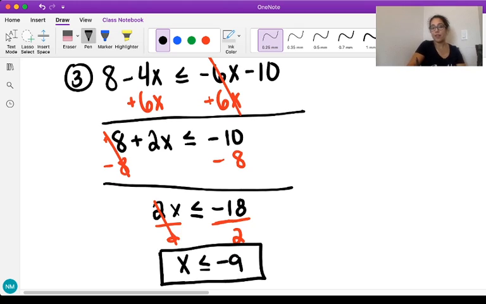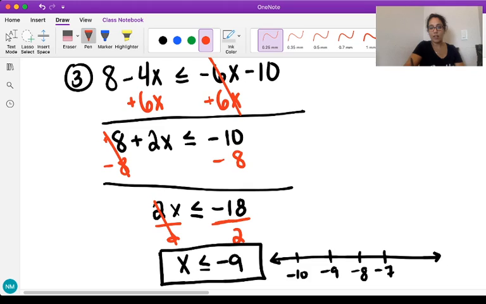And when I graph it, I'm not going to put all of the numbers, so let's start with negative 7, negative 8, negative 9, negative 10, and I go to negative 9, closed circle, and it's less than again. Probably should have put a greater than, but I didn't.